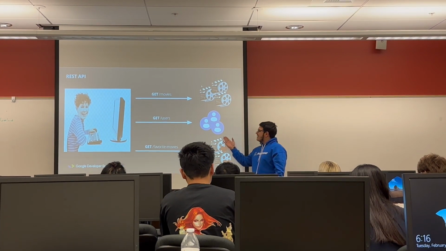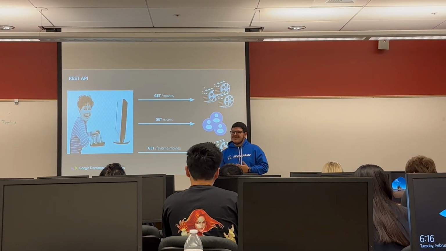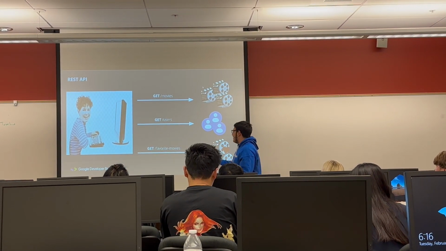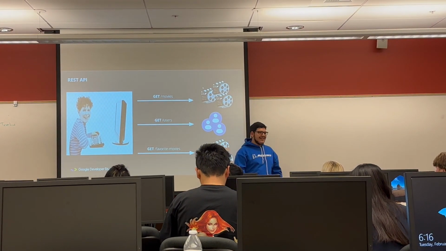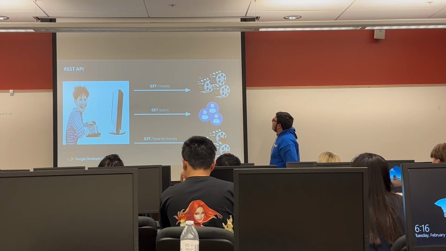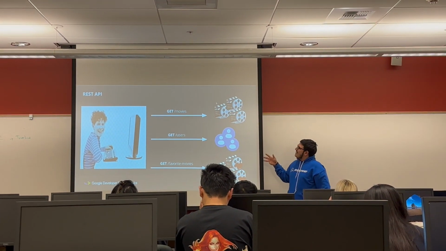Then we got users. It'll give me a list of all the users of the website, their information, and something else could be favorite movies, a user's favorite movies, etc. So yeah, we have 3 endpoints in a REST API.